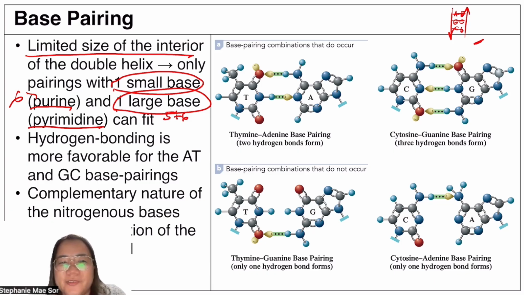So, you have one large base, pyrimidine, and then one small base na purine. So, correct lang natin, ha? The small base is the purine, the large base is the pyrimidine. So, the interior of the double helix can only accommodate one small plus one large. So, one small base is a purine, and then one large base is a pyrimidine. So, yun lang yung kasya na sa base pairing.